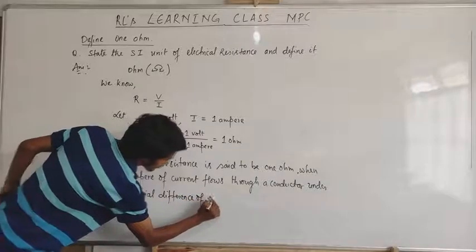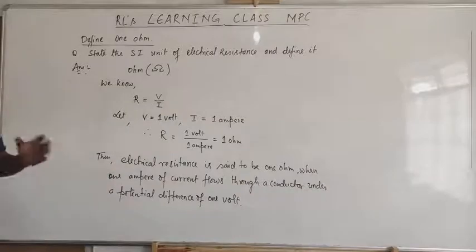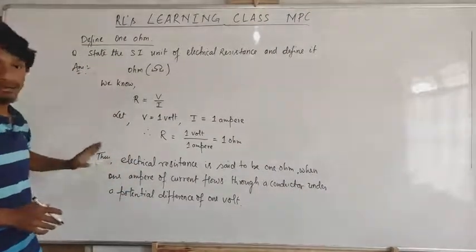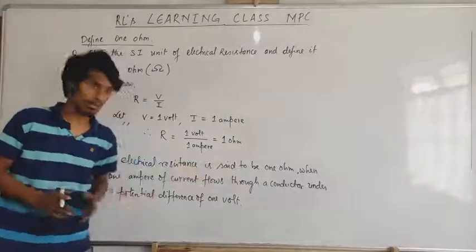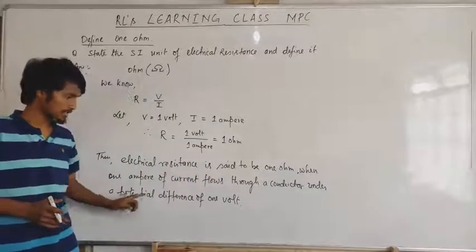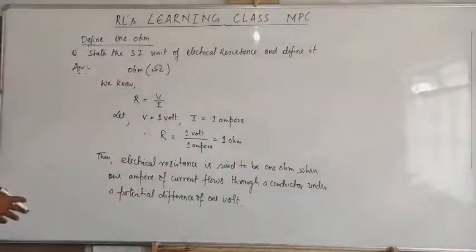of 1 volt. If I ask you the SI unit of electrical resistance and define it, this will be the SI unit and this will be the definition. Electrical resistance is said to be 1 ohm when 1 ampere of current flows through a conductor under a potential difference of 1 volt. And this will be the definition of 1 ohm.